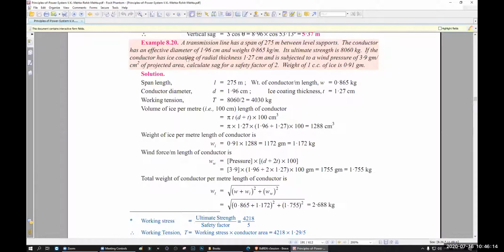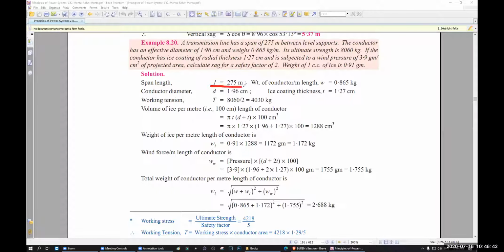If the conductor has an ice coating of radial thickness of 1.27 centimeter and is subjected to a wind pressure of 3.9 gram per centimeter square of projected area, calculate the sag with a safety factor of 2. The weight of 1 cubic centimeter of ice is 0.91 gram. Everything is given. Let's calculate.